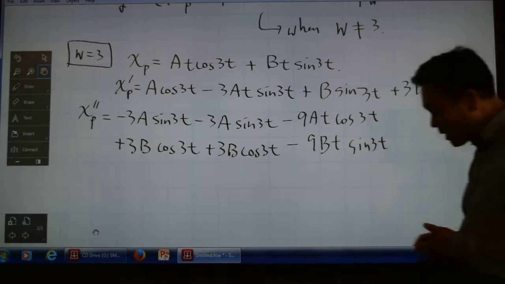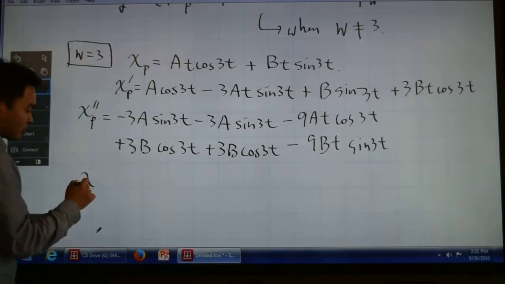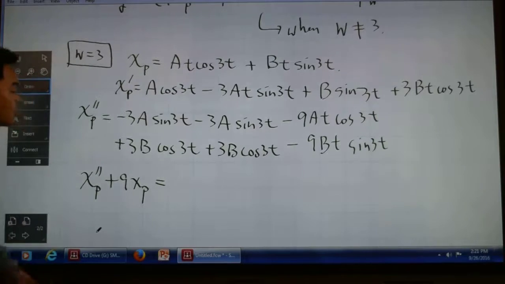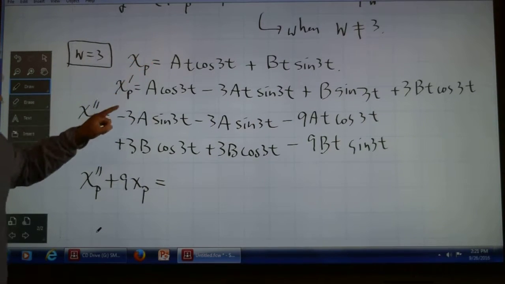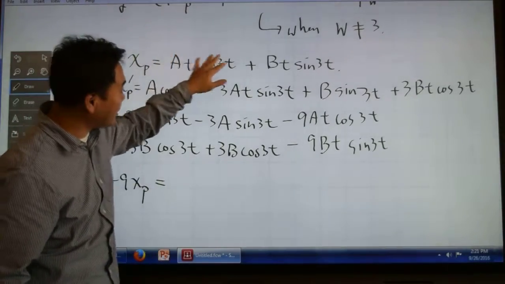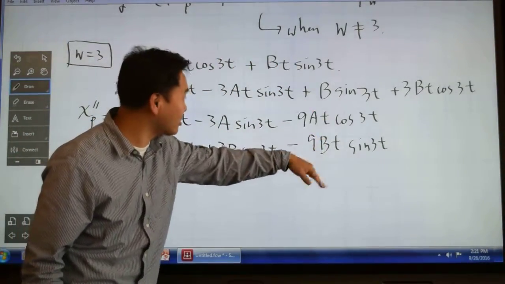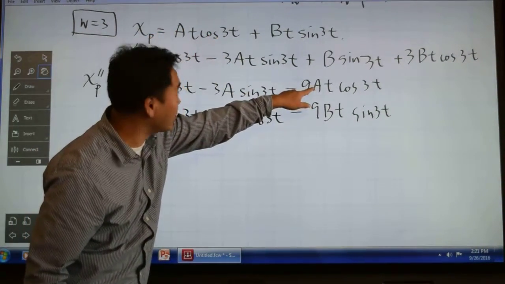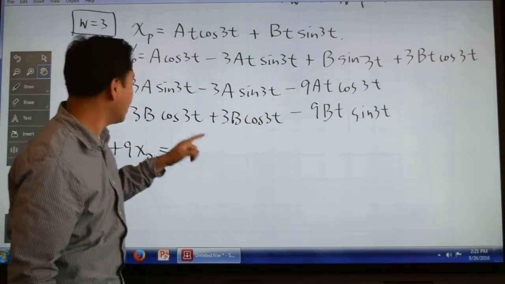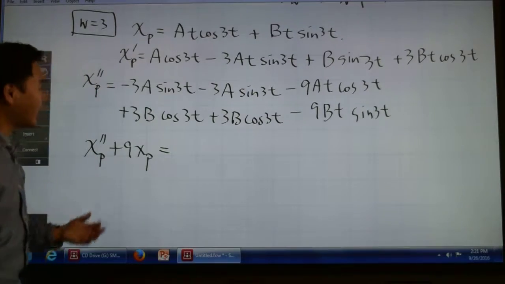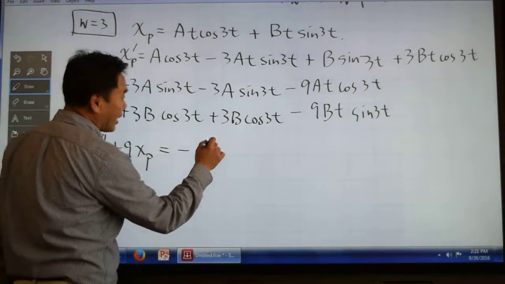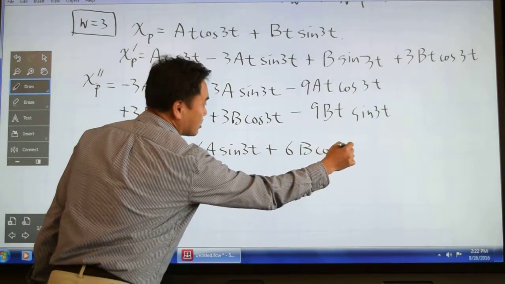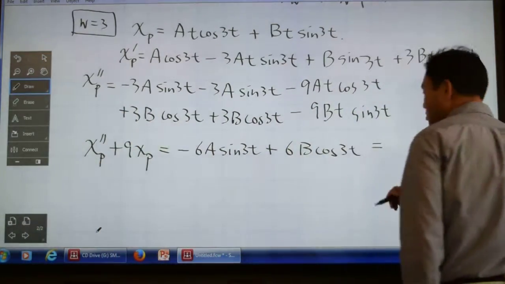All right. So after calculating this, I have to plug into the left side. What's the differential equation that we were playing with? X double prime plus 9xp. So this thing plus 9 times this thing. And if you look, you see that this multiplied by 9, that multiplied by 9, when added to this, it's going to cancel. 9 times this one plus that will cancel. 9 times this one plus that will cancel. And these two are the same, these two are the same. So at the end of the day, what you end up with is negative 6a sine 3t plus 6b cosine 3t. And what is this supposed to equal to?